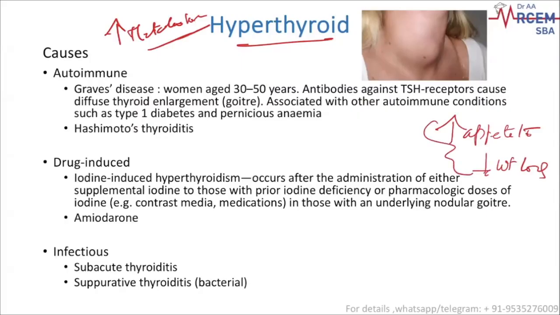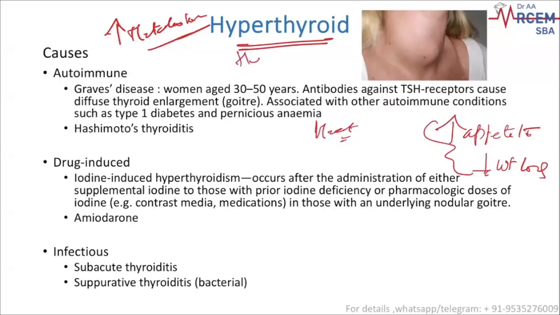Because their metabolism is so high, they cannot tolerate heat. Because of the metabolism, a large amount of heat is already produced in the body. If you ask them to go to a warm environment, they refuse because they cannot tolerate it. They can tolerate the cold very well. Heat, they cannot tolerate well. This is how hyperthyroidism usually presents.